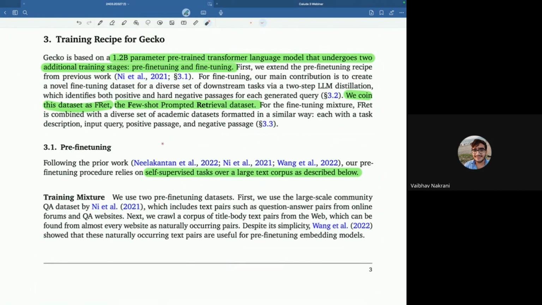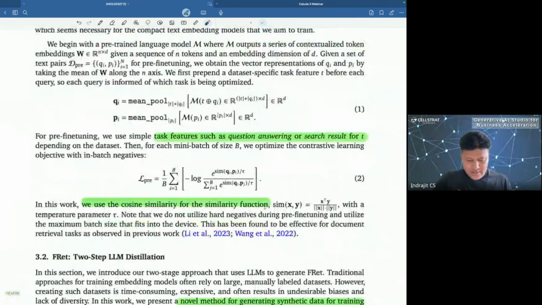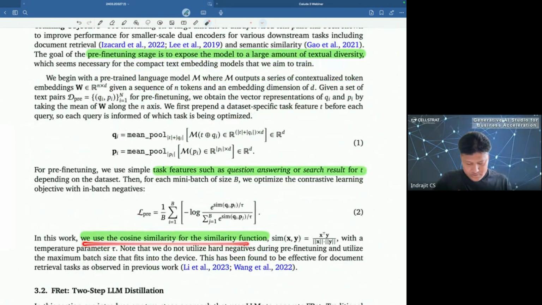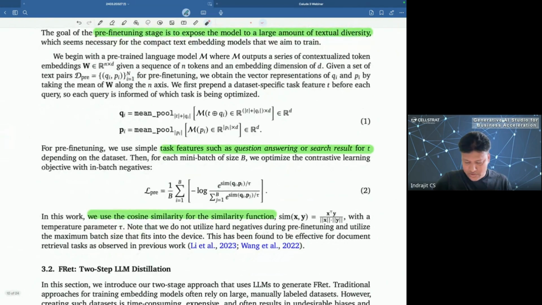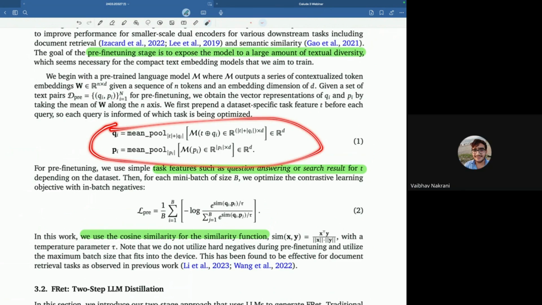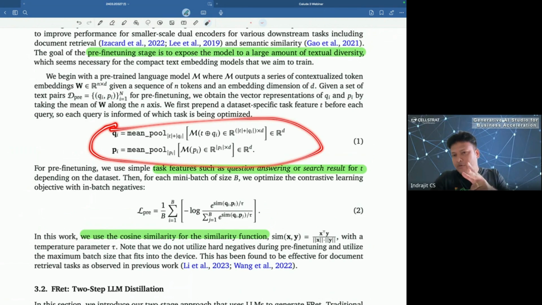Is the detail given in the paper? You mean the objective, right? Yes, the objective. So basically they use a cosine similarity model with a temperature parameter, and we do not utilize hard negatives during pre-training. The idea here is to maximize the batch size that fits into the device. There is more detail in the different paper references, but if you look at this particular option, q_i and p_i, p_i is taking a mean of, as you said, two different tasks. So it is basically multiple different tasks, and the mean of the weights of two or three different tasks.